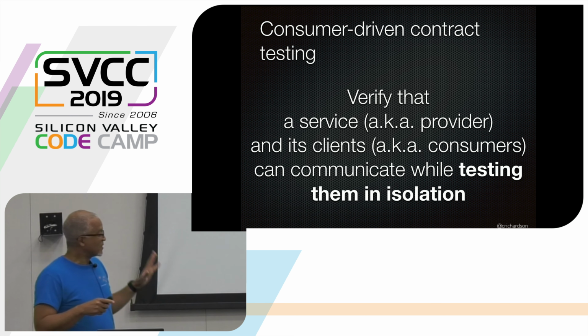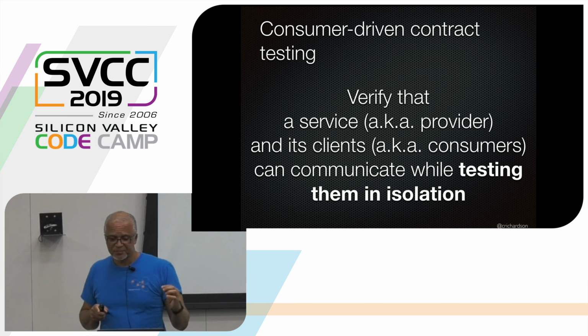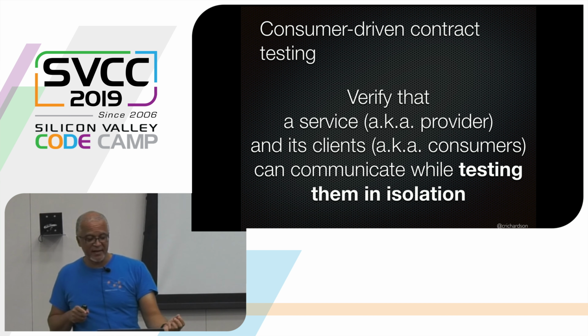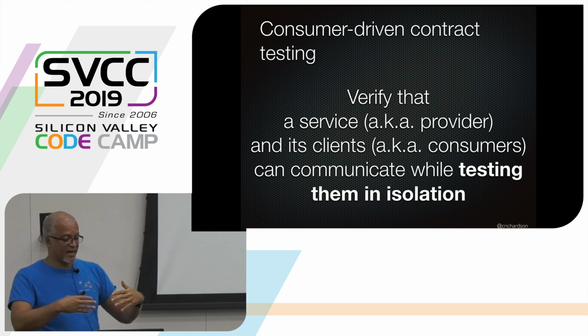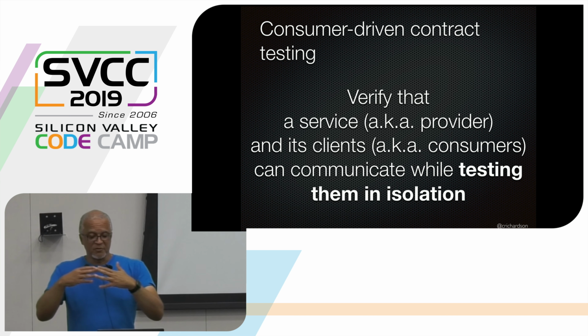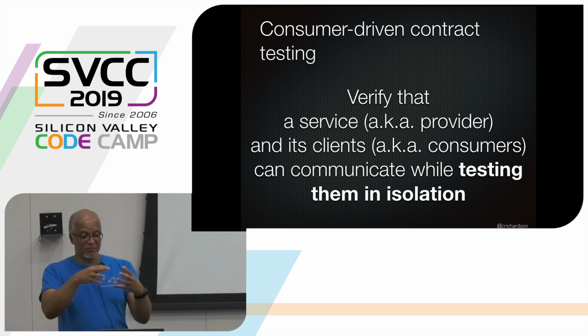So the one thing I want to talk about is this consumer-driven contract testing. And the goal of this is to verify that a service and its clients can communicate. In other words, they agree on the API, but you actually test each one in isolation. So you avoid doing an end-to-end test to make sure that your services can communicate.